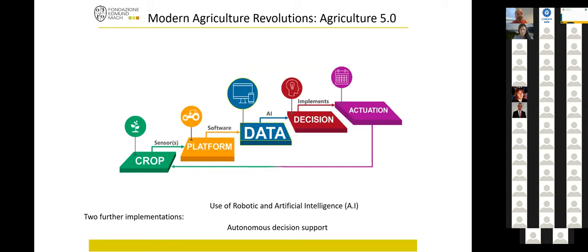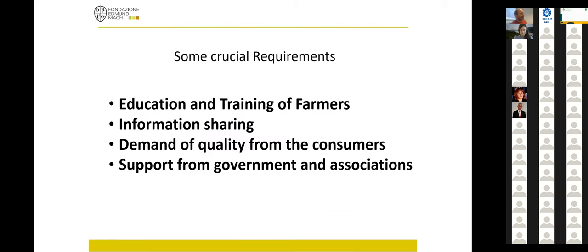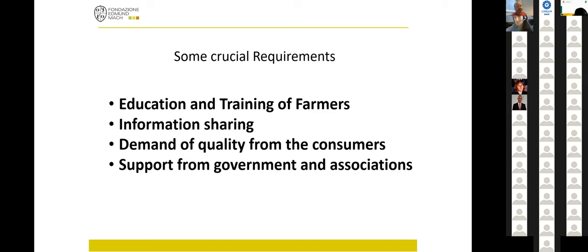And of course, technology is a fundamental part of it, and not only technology, because education and training of farmers is a requirement nowadays. The farmer can no longer be a person unaware of what's coming out in terms of technology and innovation, and the importance of information sharing. On the other hand, we can't forget the role of consumers, because the quality that we demand is fundamental for the market. Government, associations, researchers and the community of people like you are crucial to support innovation and transmit it to the farmers and the public, because the audience is very important when we witness new changes in agriculture.